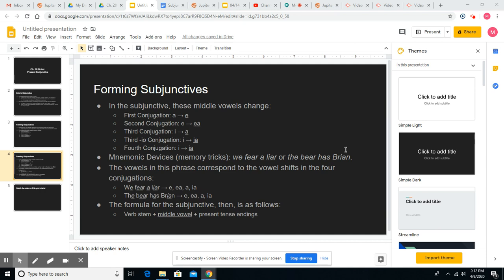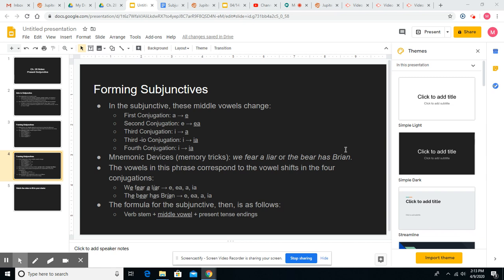So in order to do that, we can use some mnemonic devices or some memory tricks. We have two options listed on the slide here. "We fear a liar," or my personal favorite, "the bear has Brian." Either one is fine. Both of these show us the vowel shifts that occur in the subjunctive.